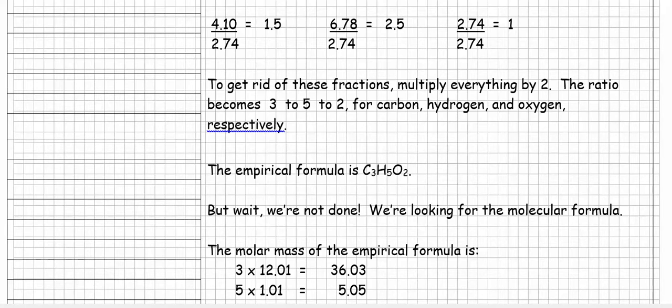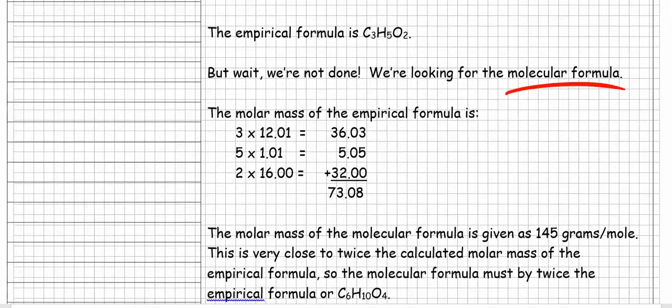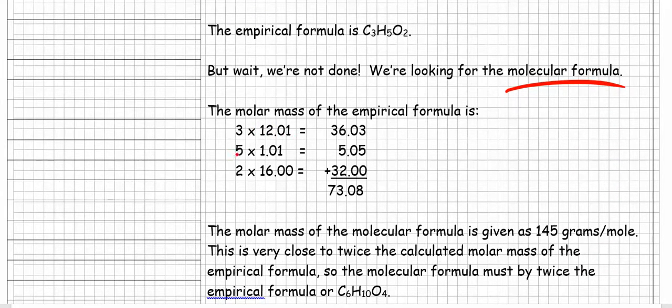We've been asked for the molecular formula, right? We want to know the molecular formula. So the molar mass of the empirical formula is this. We're going to add up those amounts, and when we do that, we get 3 times 12.01, 5 times 1.01, and 2 times 16.0. This number right here is the molar mass, right? So for carbon, hydrogen, and oxygen respectively, it's a ratio of 3 to 5 to 2. So when I add those up, I get 73.08.